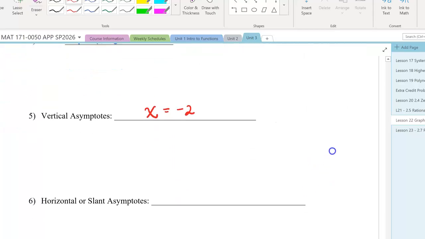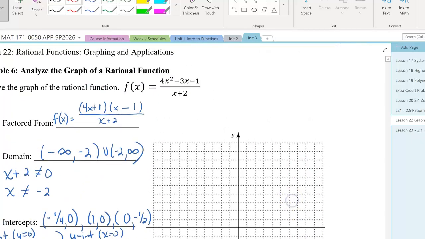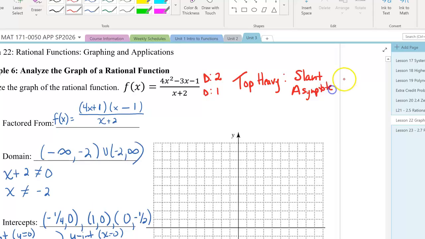And then horizontal or slant asymptotes, remember you look at the degree. So the degree of the numerator is 2, and the degree of the denominator is 1. So this one is top heavy, which means there's going to be a slant asymptote, because when things are top heavy, they're going to pull you over or make you slant. And to find that, we need to divide.